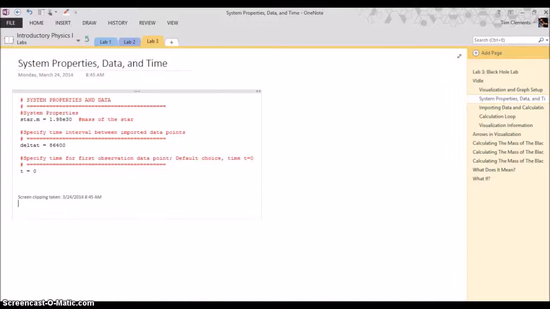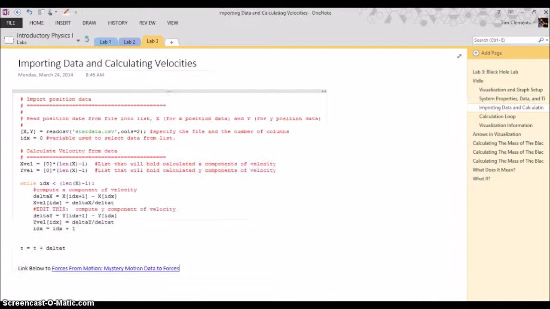In this section, I input the mass of the star to be 1.98 e to the 30 kilograms, and delta t, the time interval between data points, to be 86,400 seconds. At the first data point, t equals 0. In this section, I use the information from the lecture, Forces from Motion, Mystery Motion Data to Forces, as a guide to filling in the required areas.